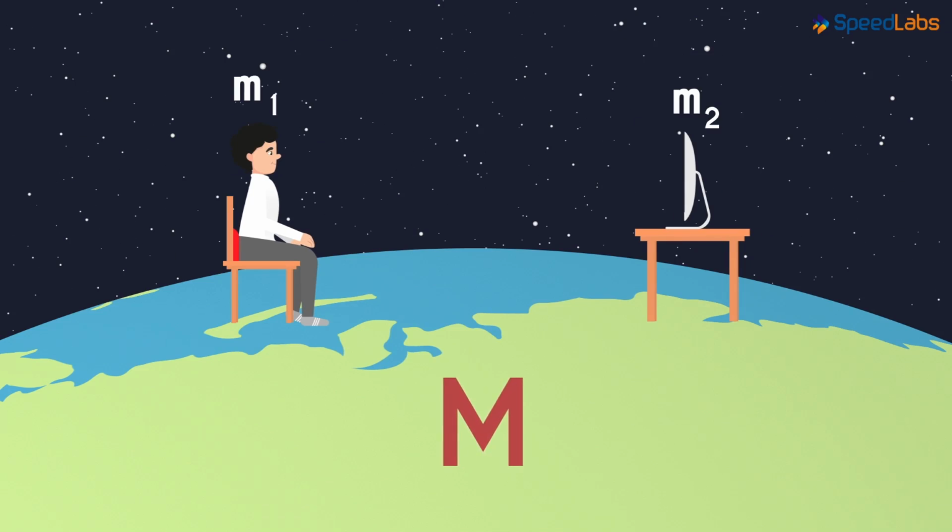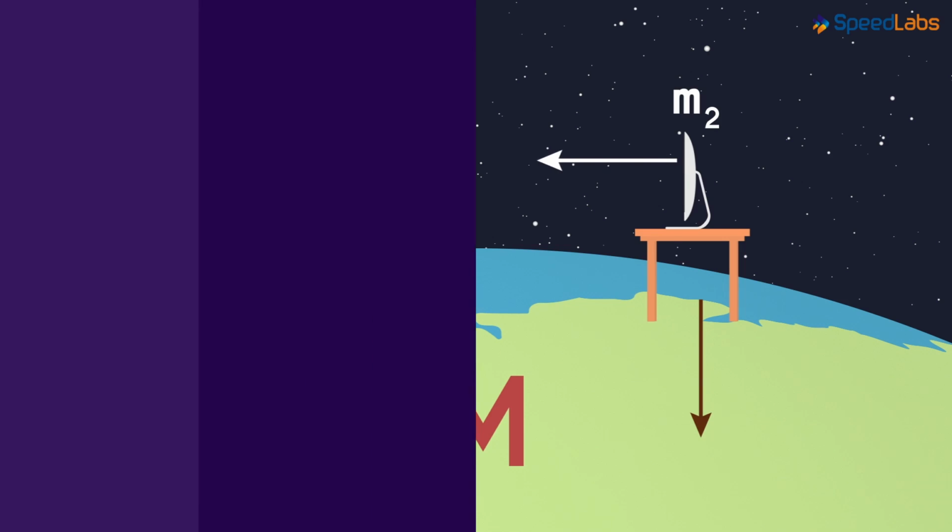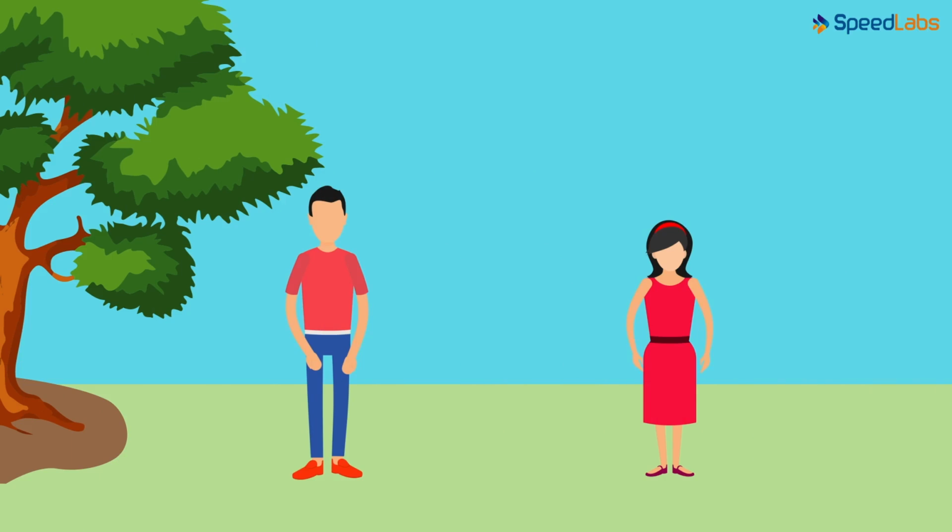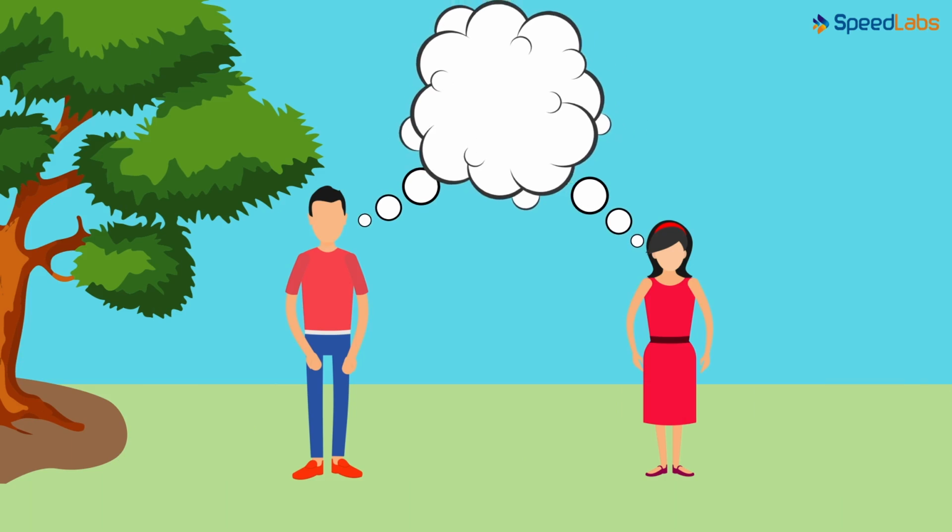one of the masses will be the mass of the Earth, which is massive as compared to the other two masses. Which is why the gravitational force pulling you and the computer down is much, much bigger than the force pulling you two towards each other. So if you and your friend are standing next to each other on Earth, the gravitational force between you two will not propel you towards each other.